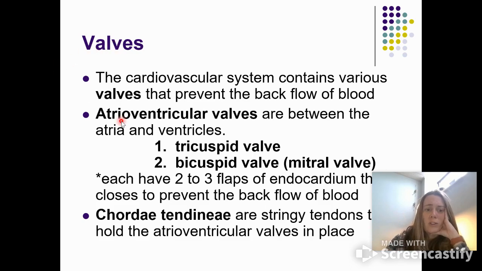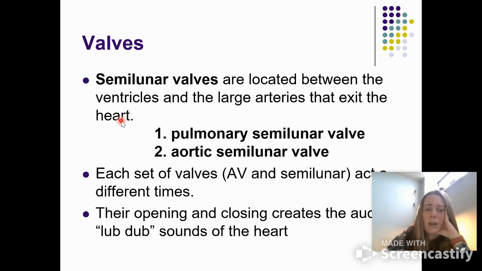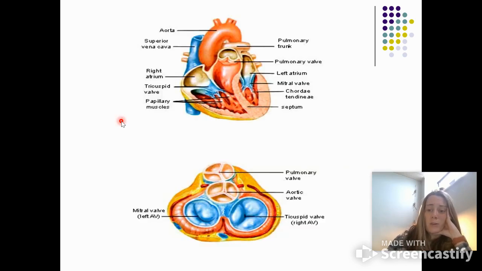We have atrioventricular valves that are in between the atria and the ventricles, and they're called the tricuspid and the bicuspid valve. And then we have semilunar valves, which are between the ventricles and the major arteries that they pump their blood out into. The right ventricle is pumping its blood into the pulmonary artery, and we call that the pulmonary semilunar valve in between. And the left ventricle is pumping its blood into the aorta through the aortic semilunar valve.